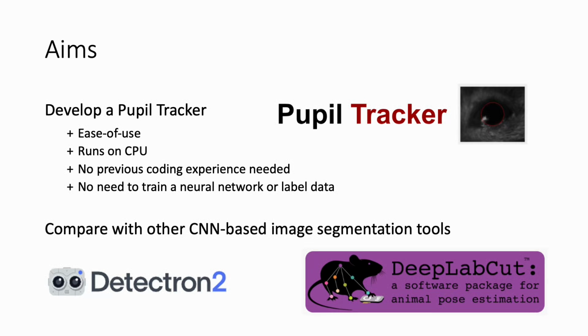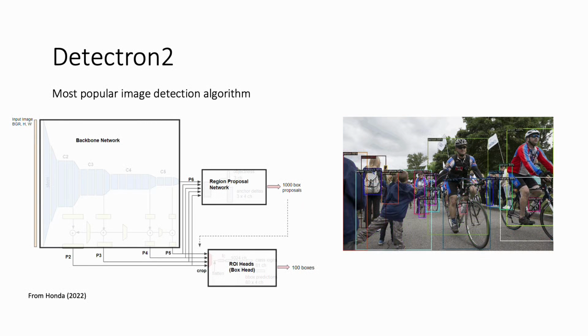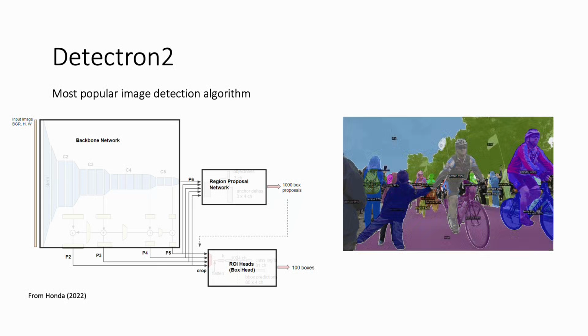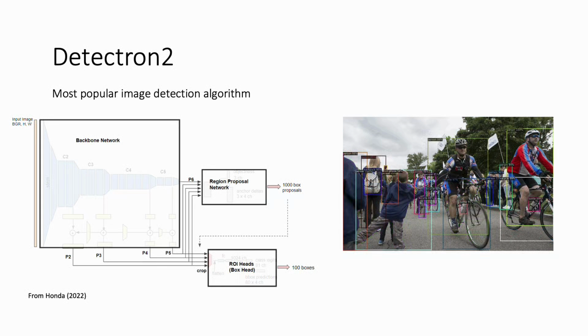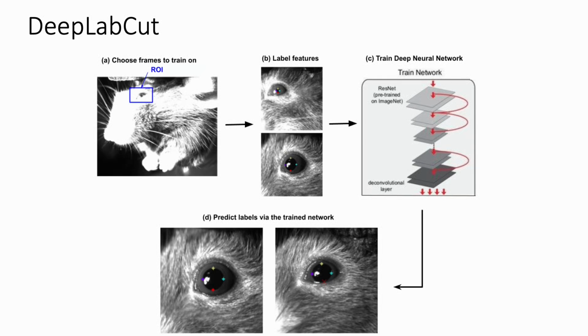Many neuroscientists do not have expensive GPUs, so we developed a pupil tracker that runs on a CPU and does not need any labeled data. We also compared our pupil tracker with other CNN-based image segmentation tools. Detectron 2 is the most popular image detection algorithm available, and it is developed by a Facebook AI Research team based on fast region-based CNNs and ResNet. DeepLabCut is made by EPFL, and it is designed for 2D and 3D markerless pose estimation based on transfer learning with a deep neural network.